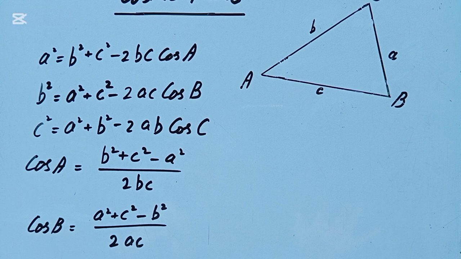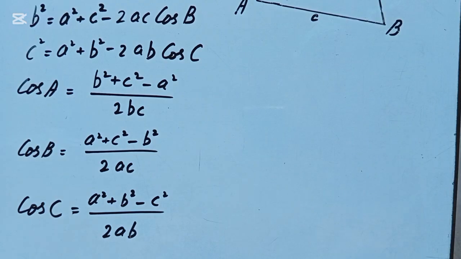Same way, to find out the angle B, it would be a square plus c square minus b square by double of the product of the sides a and c. Same way, to find out the angle C, cosine of the angle C equals a square plus b square minus c square by 2ab. Now we take an example for better understanding of cosine rule.